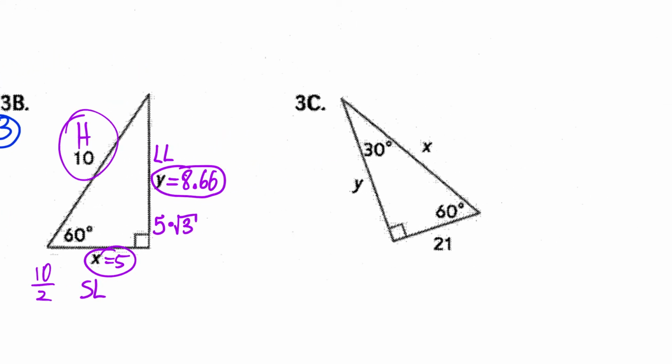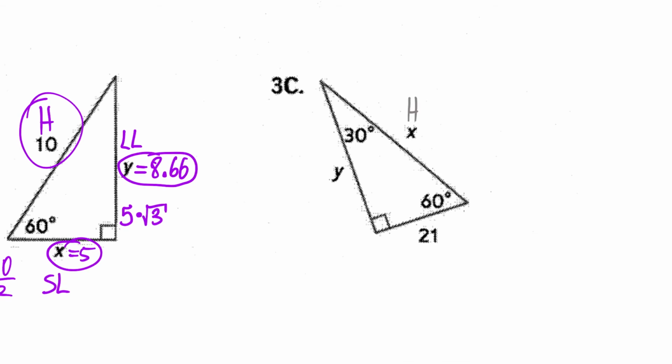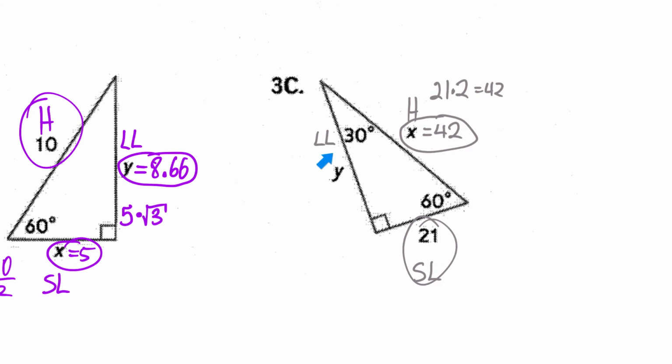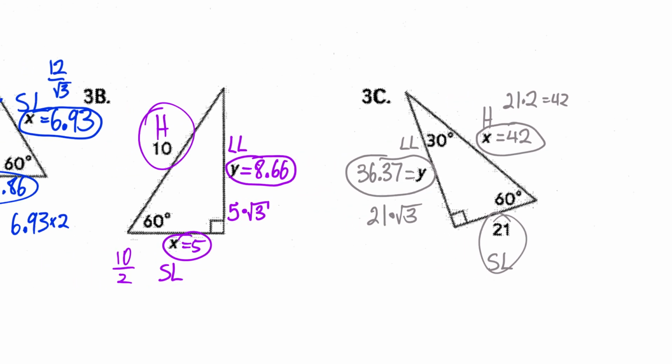Okay, then on 3C there, which one's the H? X. Which one is the short leg? And then the long leg is Y. So on this one, we're starting with the short leg. It's 42. Yep. So this is 42. And now to find the long leg from the short leg, so 21 times the square root of 3. What does that give you? 36.37.